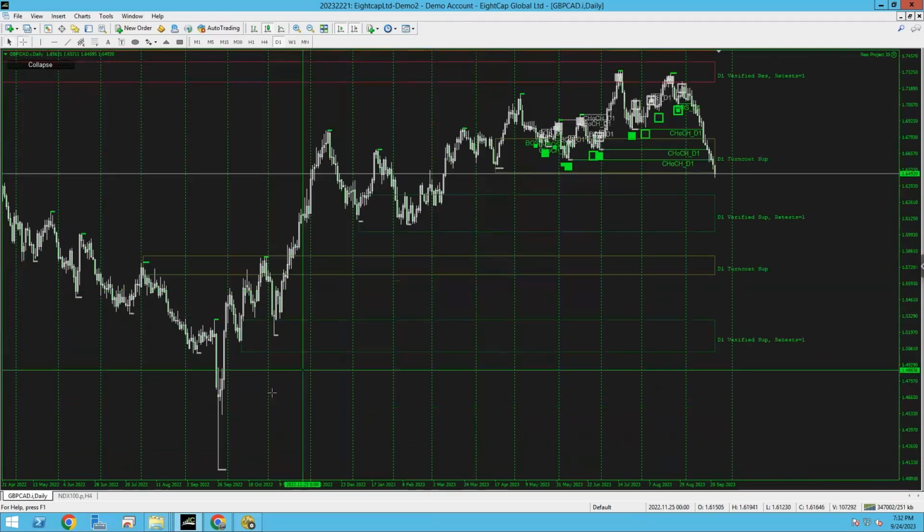GBP CAD. All right, cool. Here we go. Look, daily turncoat. So you can see Neo Strategy 3 starting to form. So you get the idea of it, basically. This is Neo Strategy 3.